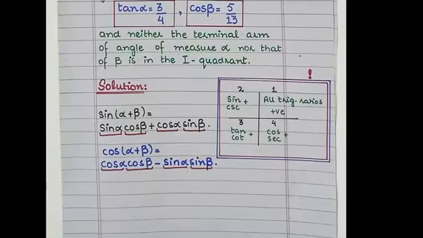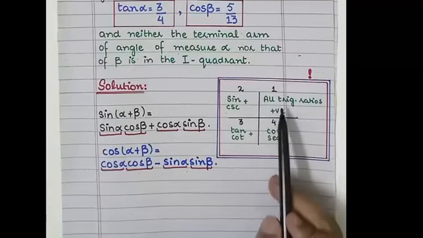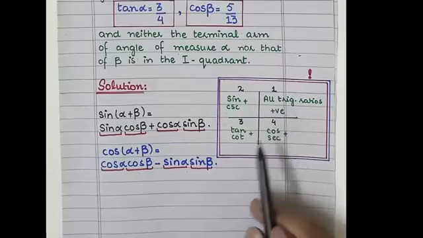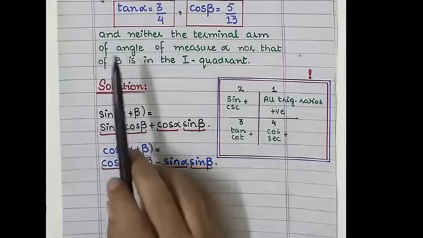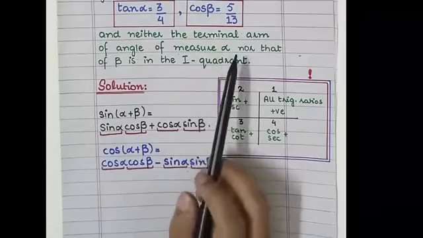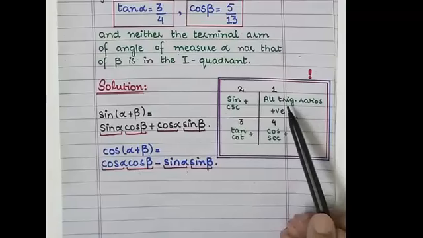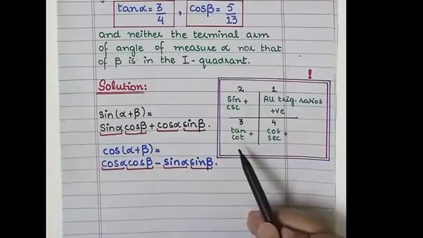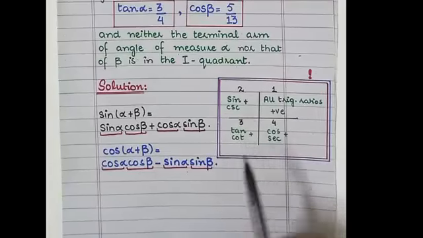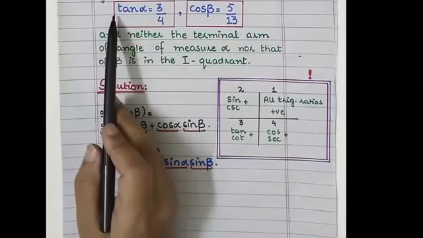We know that tan is positive in the first quadrant and in the third quadrant, but it is given in the question that alpha and beta both do not lie in the first quadrant. So alpha must lie in the third quadrant because the value of tan is positive.